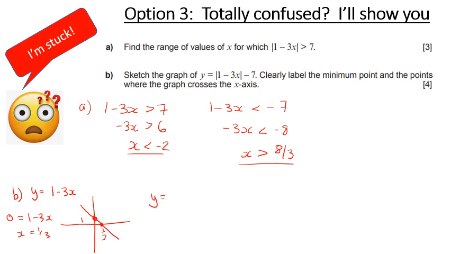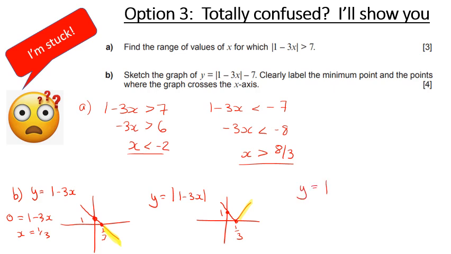Next, I'm going to draw the graph of y equals the modulus of 1 minus 3x. Now what we need to do here is bounce any parts that were below the x-axis up so that they are above the x-axis. So the graph is going to turn into a V shape. It will still hit a third on the x-axis and it will still go through 1 on the y-axis, but the part that used to be under the x-axis has been reflected up.